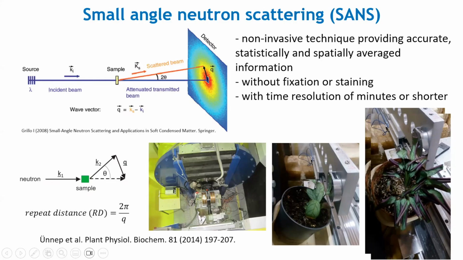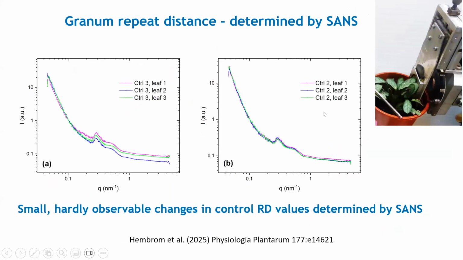So the big advantage of this method, especially for research on dehydrated or dry plants, is that you can put a living plant in the neutron beam, and we also put a desiccated plant. You measure the same grana, a larger area, millions of grana, and get averaged data, statistically and spatially averaged information on the granum structure. And if you have a good instrument, like in collaboration with the Oak Ridge National Laboratory in Tennessee, we had really nice time resolution of the data.